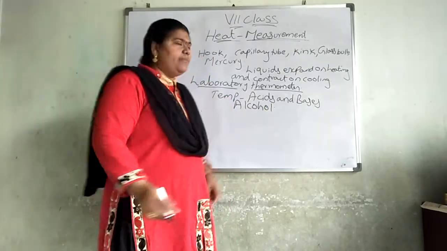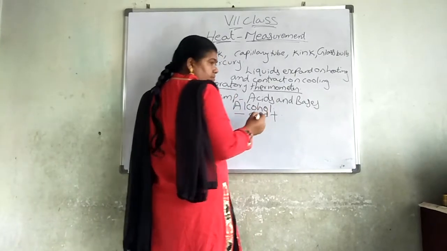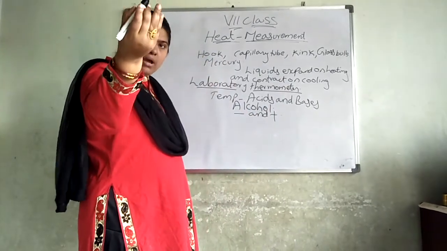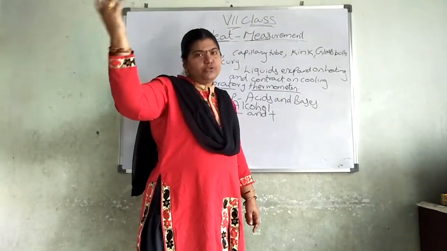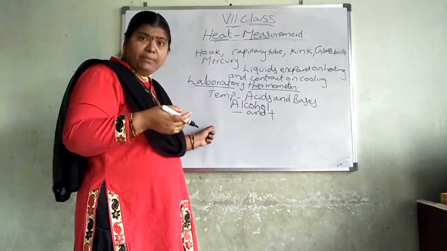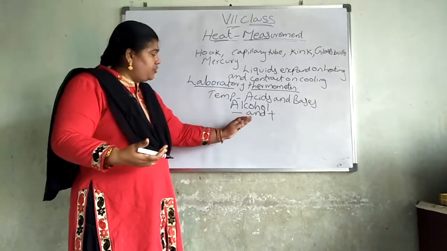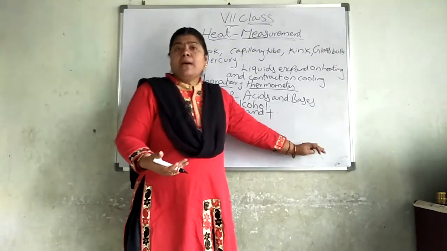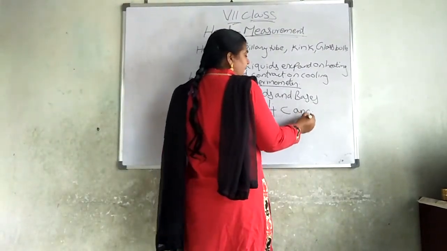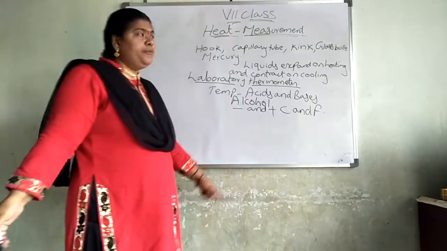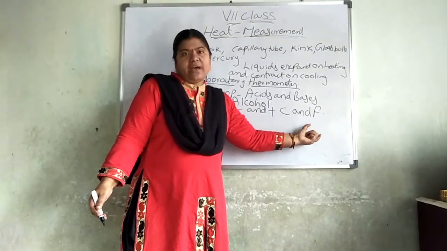Why? Because in the laboratory thermometer we have minus and plus values, meaning 0 degrees and above, and 0 degrees and below. If it is above 0 degrees, we say 1 degree, 2 degrees, 10 degrees, 20 degrees. If it is below 0 degrees, it is minus 2 degrees, minus 5 degrees, minus 10 degrees, minus 20 degrees. So we have minus values and also plus values. The readings are available in the Celsius scale and the Fahrenheit scale.